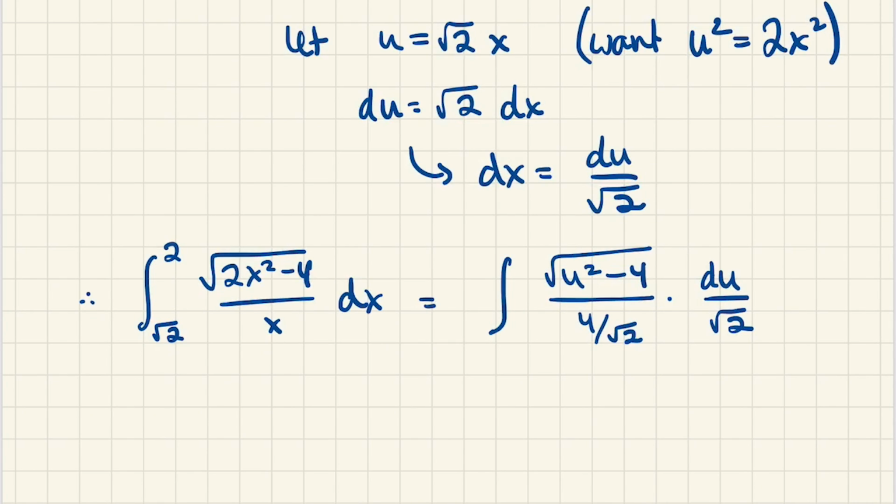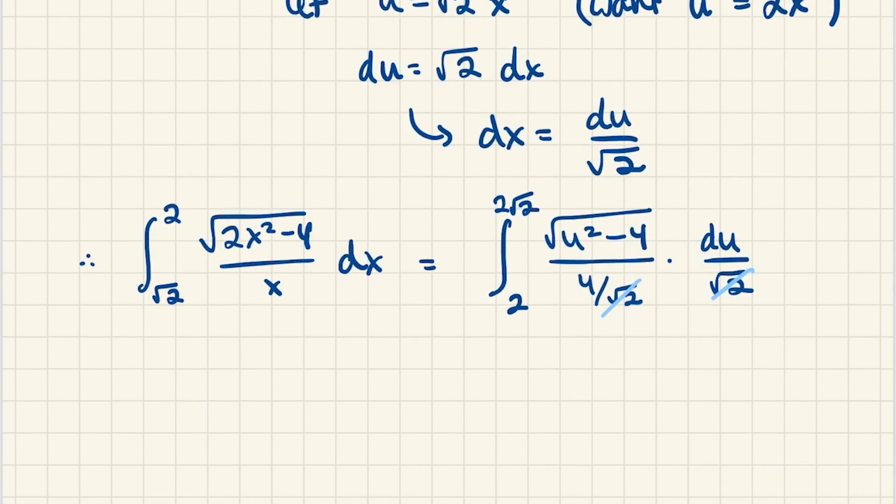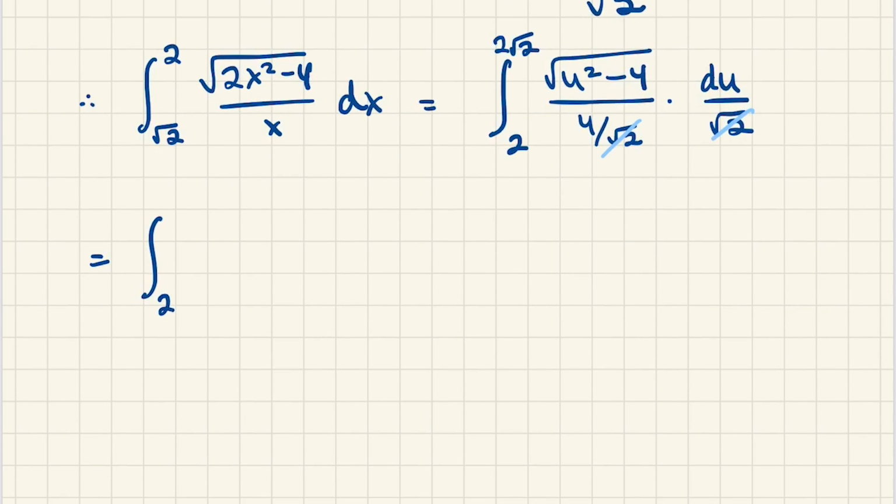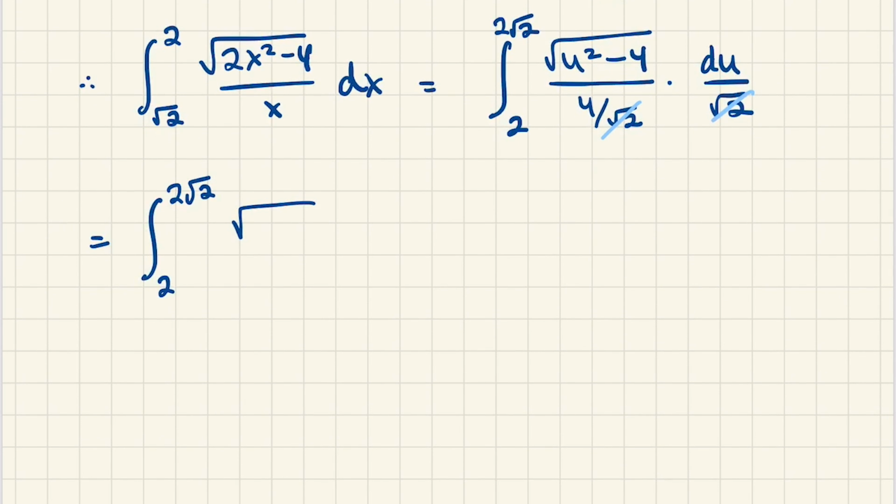Okay, let's also update the bounds of integration. When x is the square root of 2, we can see that u is square root of 2 times square root of 2, which is just 2. And when x is equal to 2, we can see that u is 2 times rad 2. And there's our new integral. But look, these square roots of 2's cancel. That's convenient. So our integral becomes simply the integral from 2 to 2 rad 2 of radical u squared minus 4, all divided by u, du.